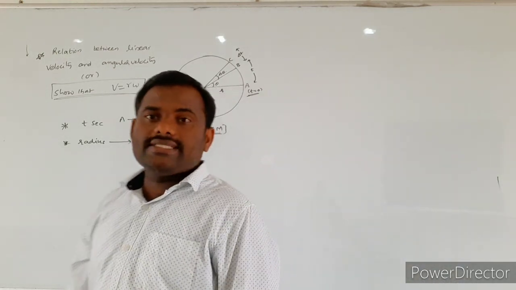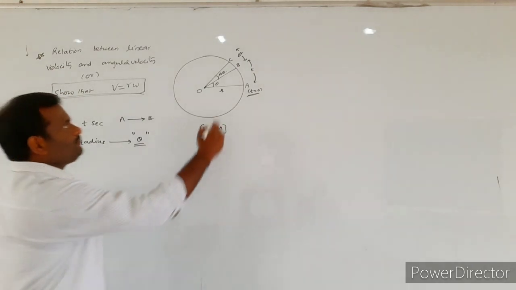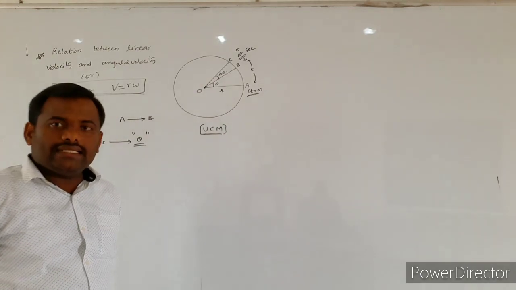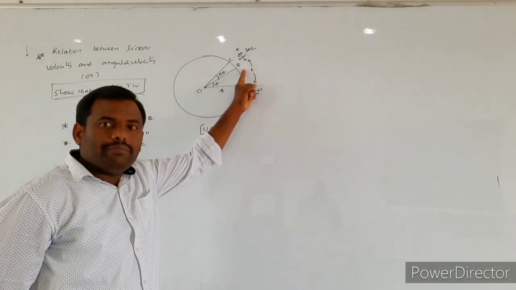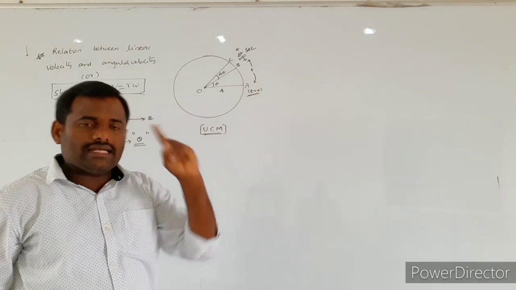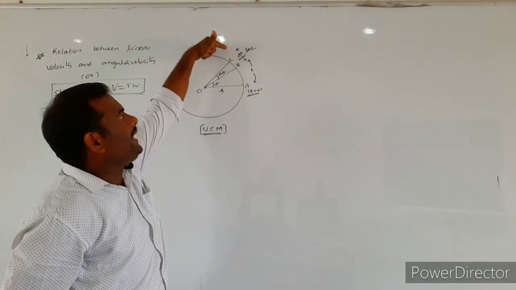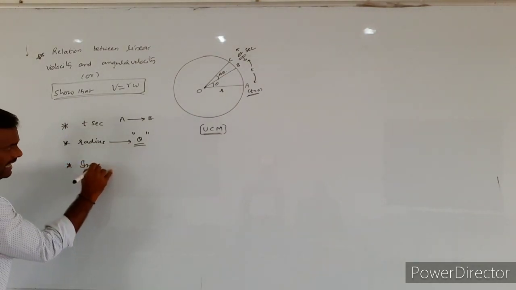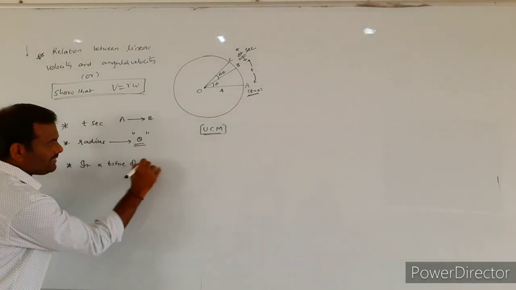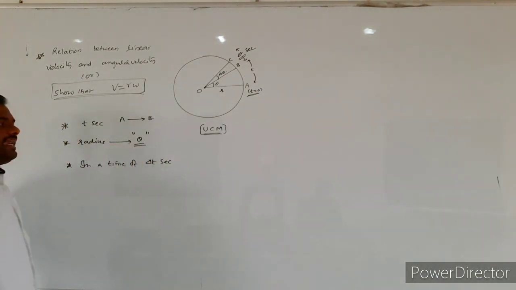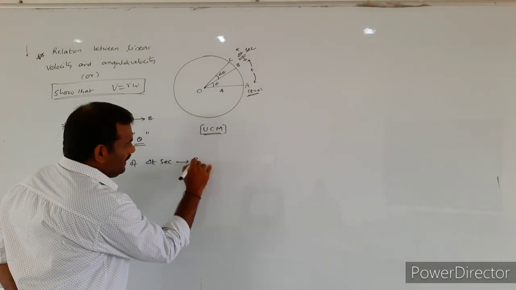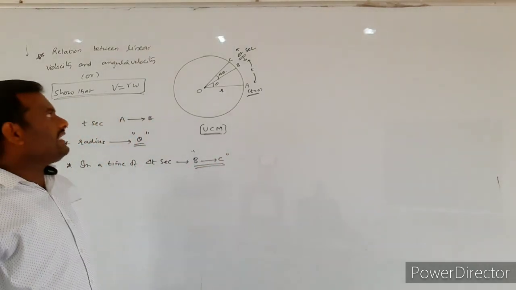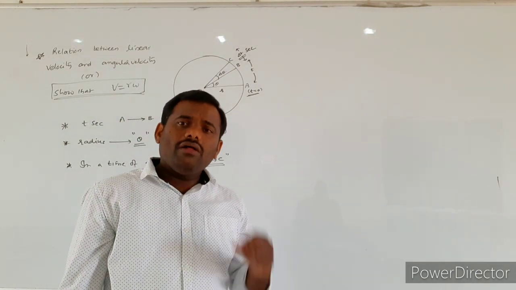Now, further I assume that in a time of delta t seconds, the same particle travels from the point B to the point C. In a time of delta t seconds, the particle travels from where to where? B to C.